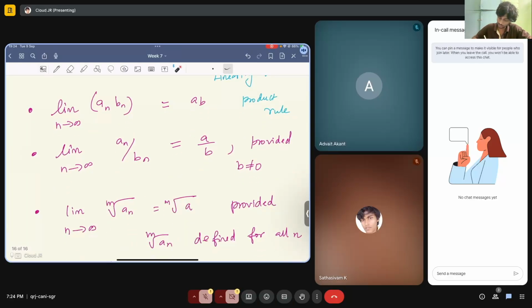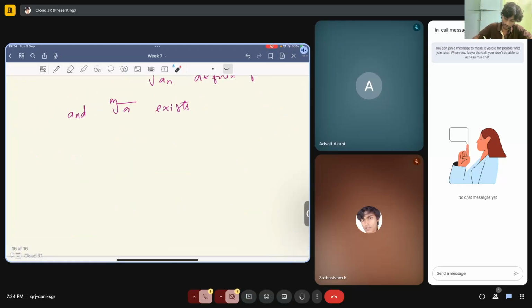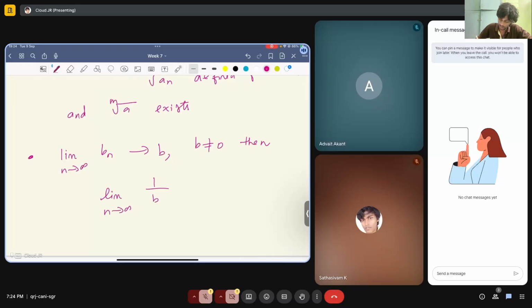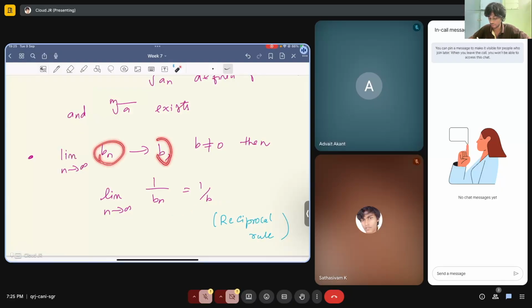The simple case of this one is where a_n is equal to 1. So when you have a_n equal to 1, what you have is the following. It is basically a simple case of the one above. So we have the limit as n tends to infinity of b_n, let's say this tends to b, and you have b not equal to 0. Then the limit as n tends to infinity of 1 by b_n is equal to 1 by b. Of course, the b_n's also have to be non-zero. This is sometimes called the reciprocal rule. Of course, the names are not really that important, but it just tells you what exactly is happening. Here you take the reciprocal of b_n, and the limit also gets reciprocated.